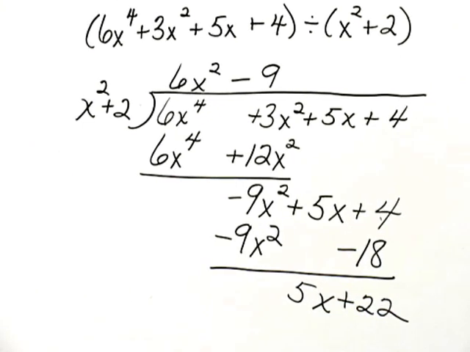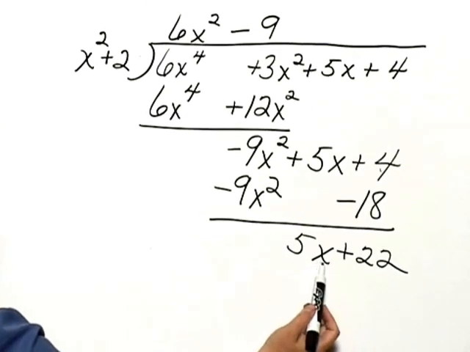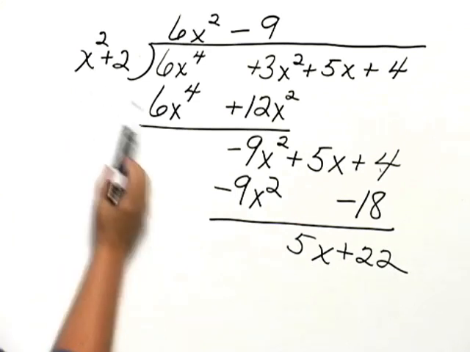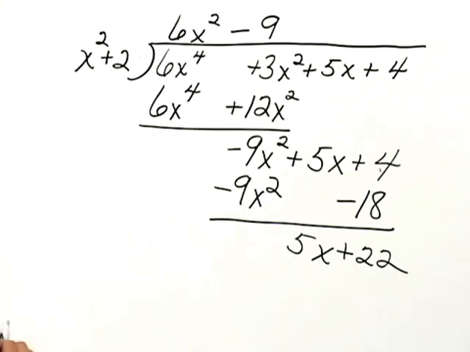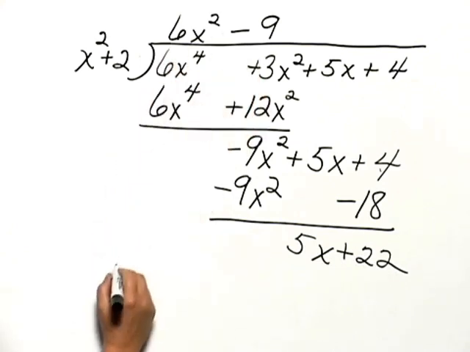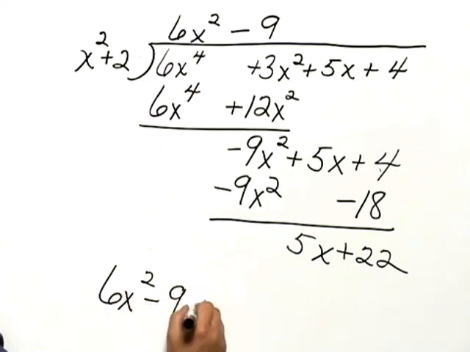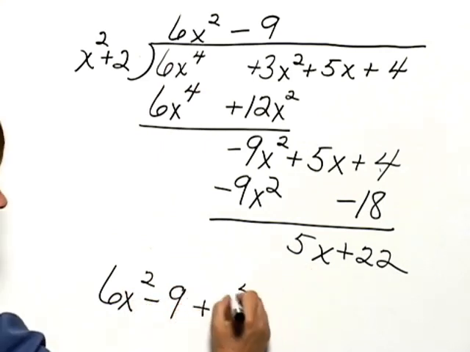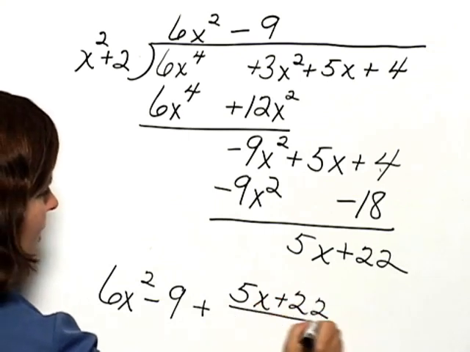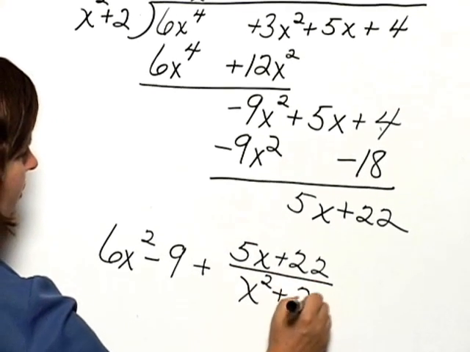Now, I'm finished, and the way I know I'm finished is I look at the degree of my remainder, which is 1. The degree of the divisor is 2. Since 1 is less than 2, I'm finished. And I can write my answer by writing the quotient, 6x squared minus 9, plus the remainder, 5x plus 22, divided by the divisor, which is x squared plus 2.